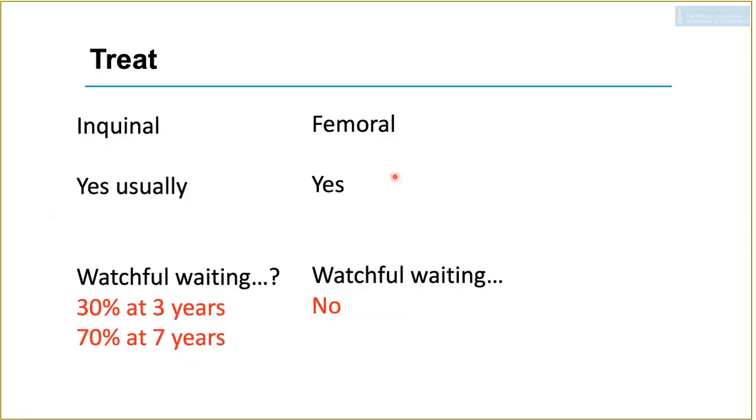Treatment: inguinal, yes, usually. There are occasions where you can do watchful waiting, but if you remember these figures, if you do that and observe the patient, about 30% at 3 years will need a procedure because of symptoms, and about 70% at 7 years. For femoral hernia, basically, we would usually recommend treatment.